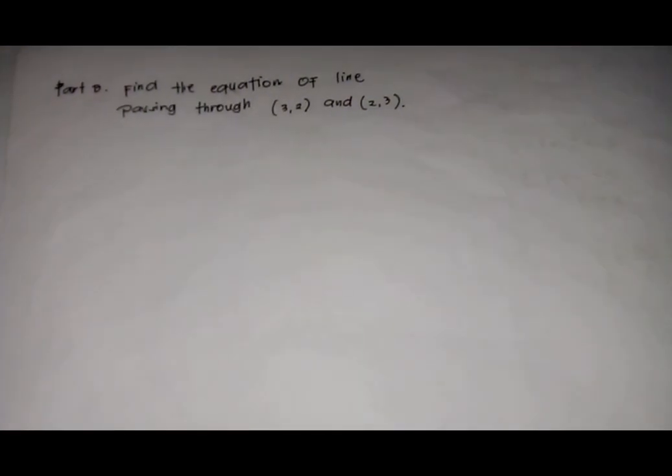For question number 2, part B, find the equation of the line passing through (3, 2) and (2, 3). To find the slope, the formula for the slope between two points (x1, y1) and (x2, y2) is m = (y2 - y1) / (x2 - x1).